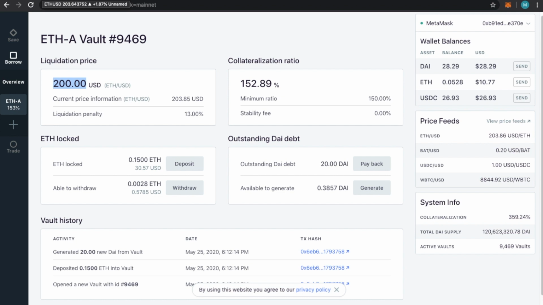Let's talk about why I am borrowing DAI. So I have generated this DAI that I can now use freely. It's in my account. And at any time I can pay it back to actually unleash my Ethereum that I have deposited. And no matter what, when I pay back 20 DAI, I will always get 0.15 Ethereum, minus, of course, my borrowing rate. And so we'll get to that in a second.